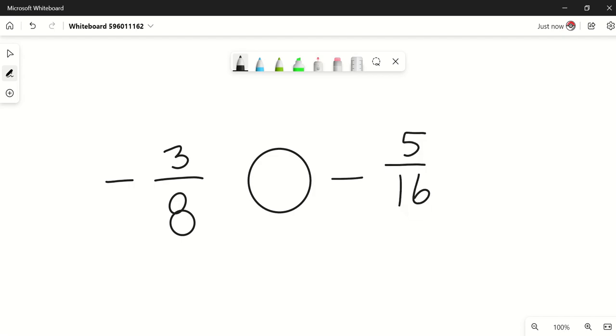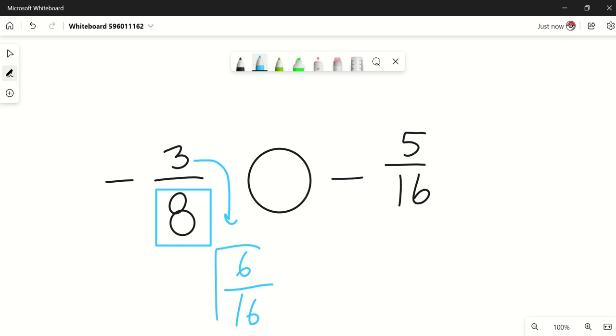Now remember, when we compare fractions, we want to make sure that the denominator is the same. I can turn 8 into 16 really easily. All I need to do is multiply it by 2. That becomes 16. And I have to do the same thing to my numerator, which would make 3/8 become 6/16. And remember, here's the deal. This is 6/16, and this is 5/16.